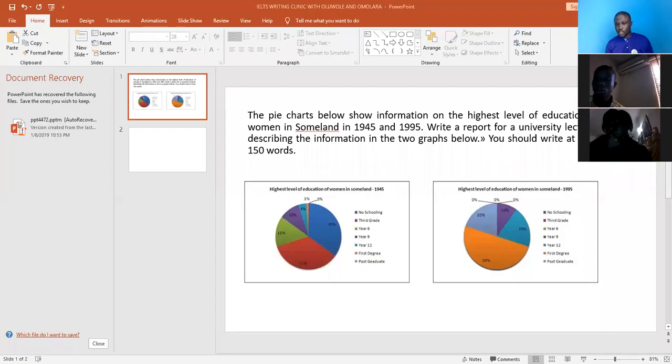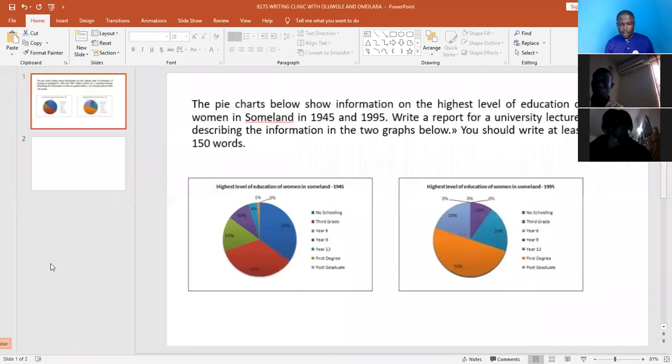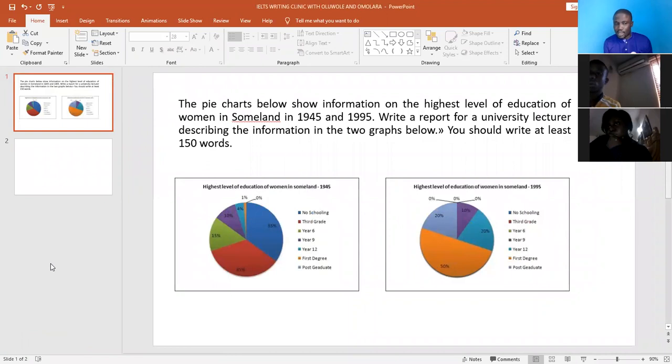Okay, so this is a two-chart analysis, and this is what I want to talk about this time. In the two-chart analysis, just like any other graph, there are procedures.